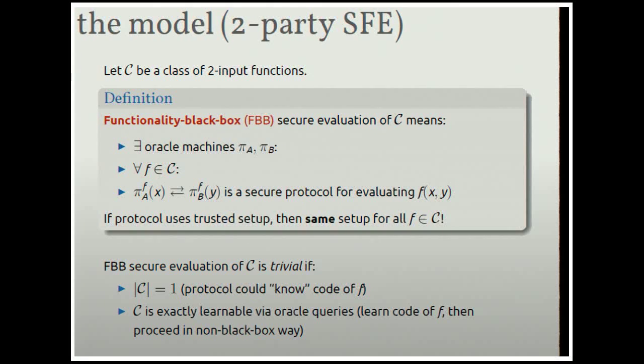And more generally, if, say, Alice and Bob can learn the code of a function just by querying it locally with their oracles, then why don't they just query their oracles, come up with the code of it, and then just run GMW, compile it as a circuit. So those cases they satisfy this definition, but they're not so interesting. We're interested in cases where the class is not learnable from Oracle queries.